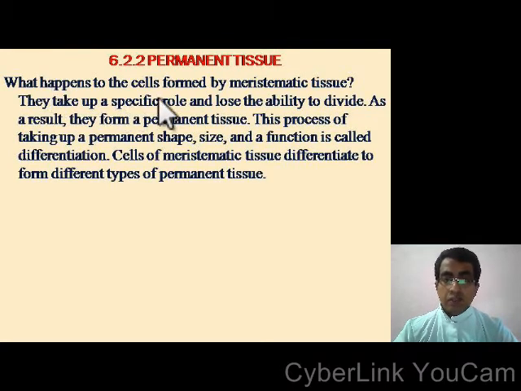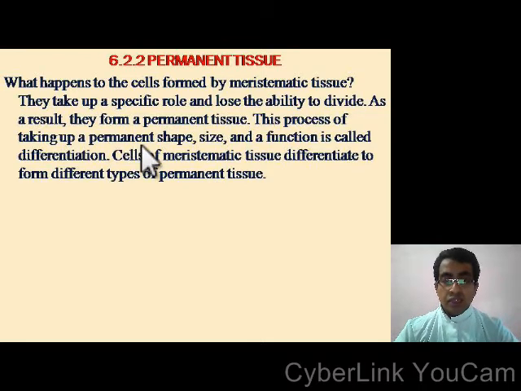So, what happens to the cells formed by meristematic tissue? They take up a specific role and they lose the ability to divide. As a result, they form a permanent tissue.